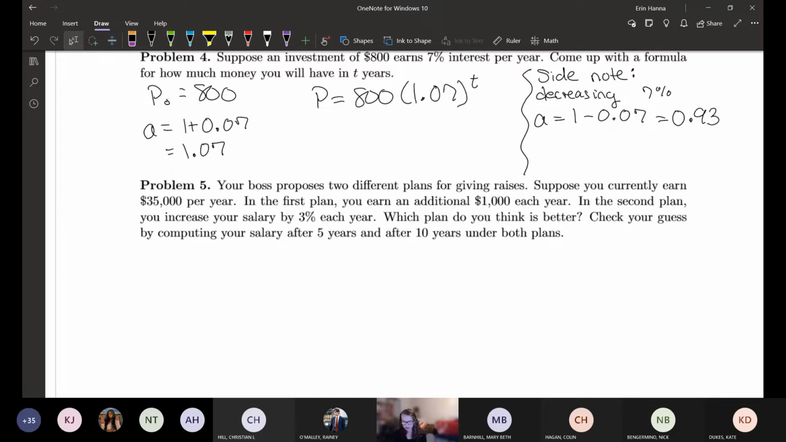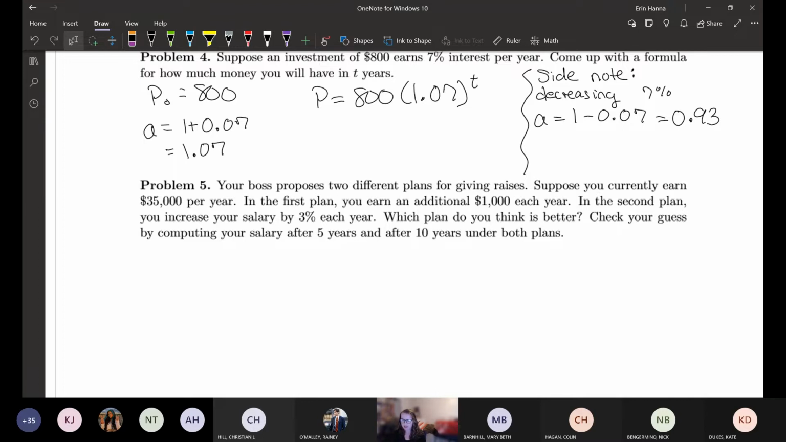Now, this next question is kind of about phrasing. Your boss proposes 2 different plans for giving raises. Suppose you currently earn $35,000 per year. In the first plan, you add an additional $1,000 each year. In the second plan, you increase your salary by 3% each year. Which plan do you think is better? Check your guess by computing your salary after 5 years and after 10 years under both plans. This is very similar to the warm-up question from this section of notes, but we'll look at that in a second.